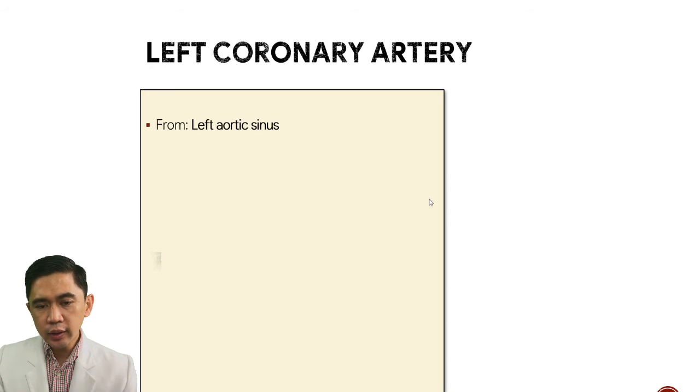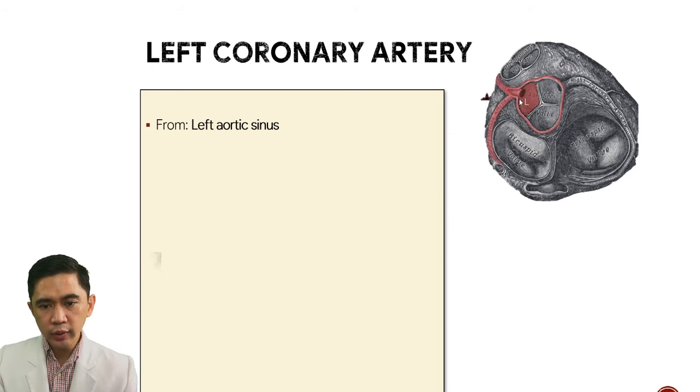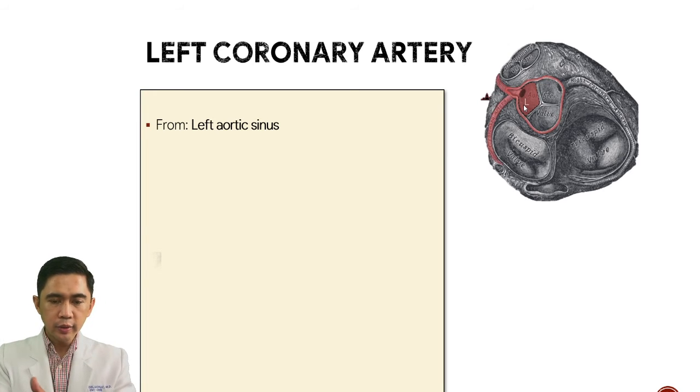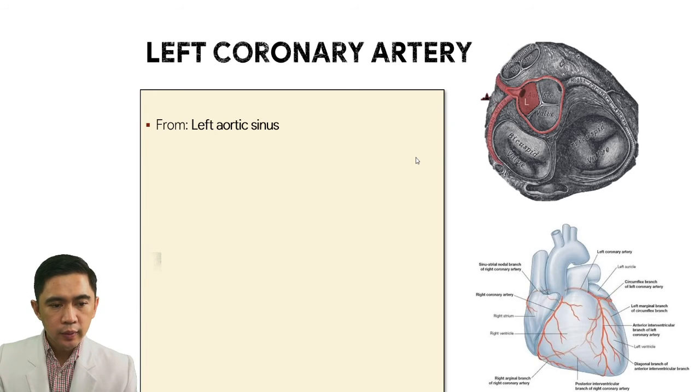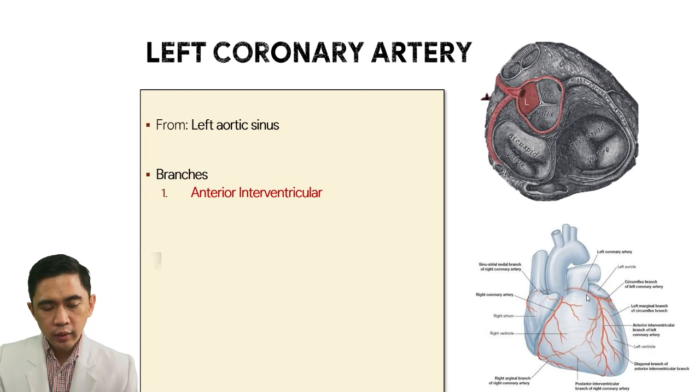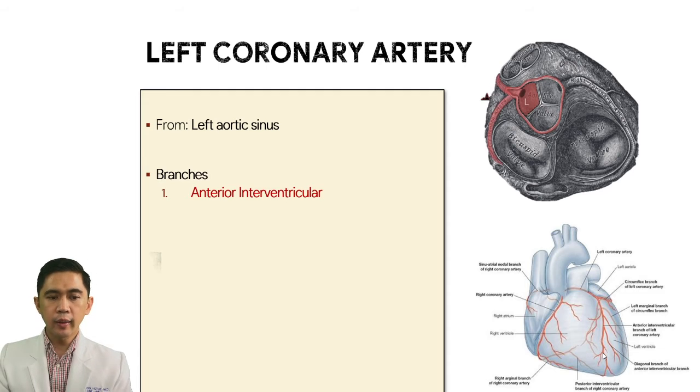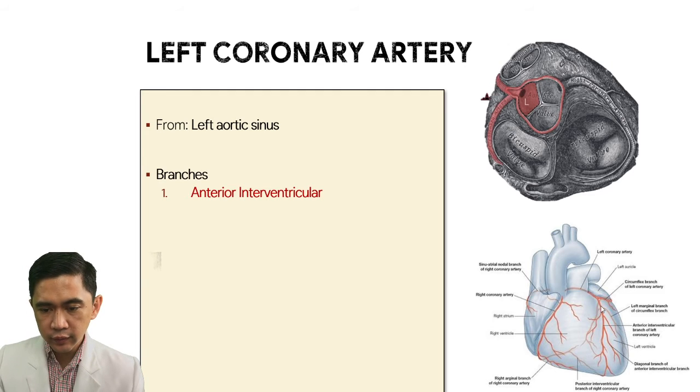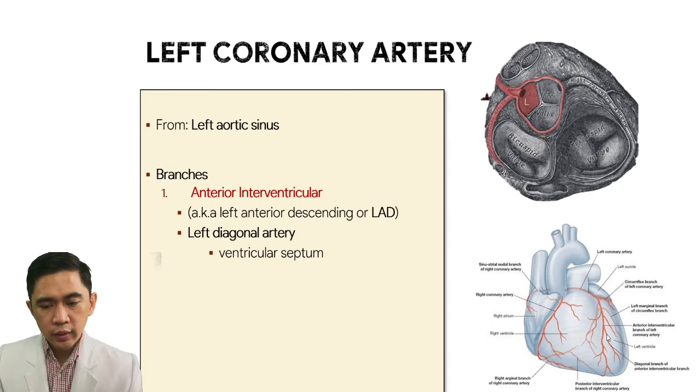The left coronary artery is from the left aortic sinus, again, from the cusp, goes there, and found here. Branches are the following. We have the anterior interventricular branch. It is found in the interventricular groove. Sometimes they call it the left anterior descending or the LAD. The LAD will have a branch also. This is the left diagonal artery.